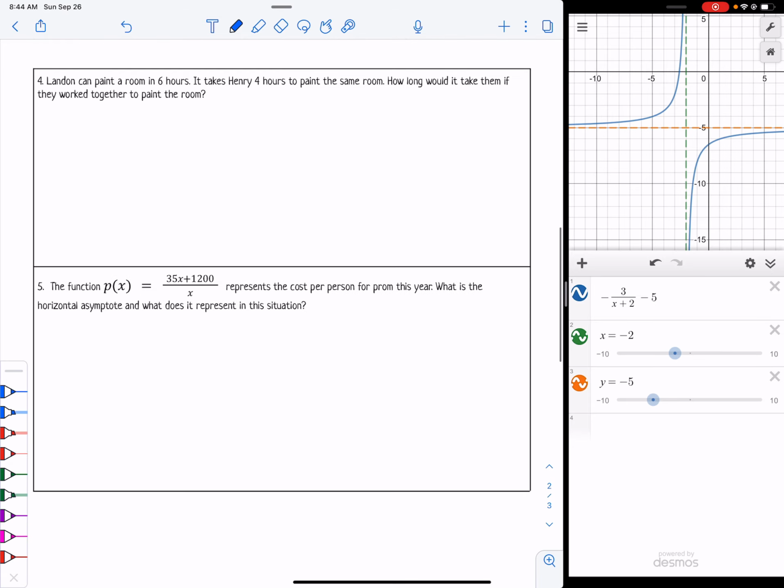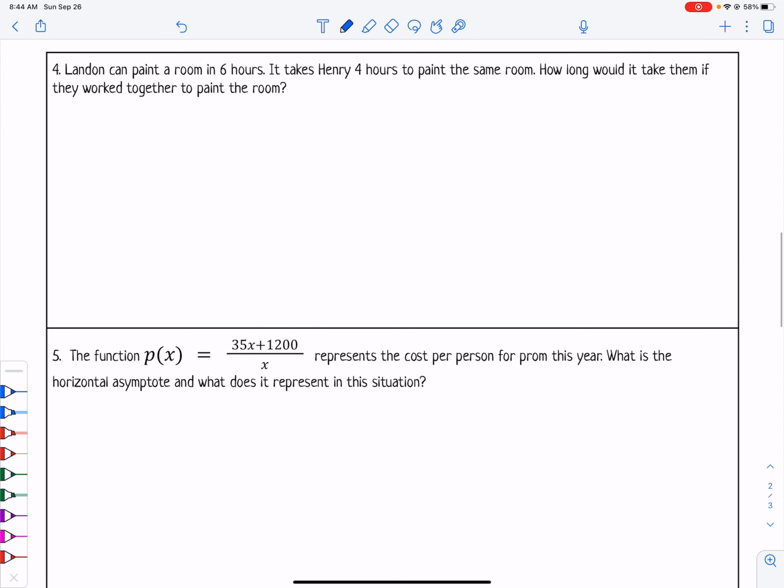Let's look at number 4. This one's an application problem. So it says Landon can paint a room in 6 hours. It takes Henry 4 hours to paint the same room. How long will it take them if they work together to paint the room?